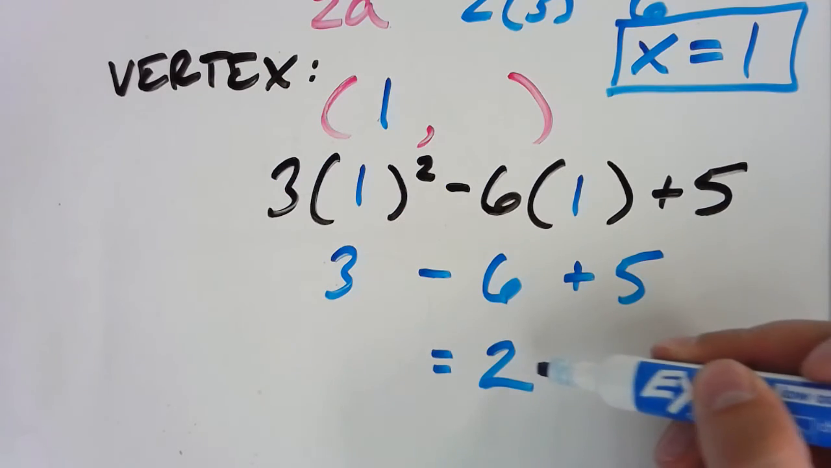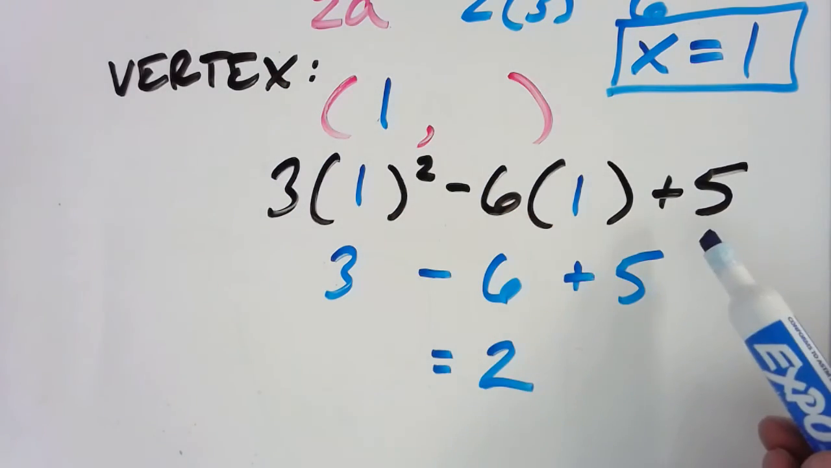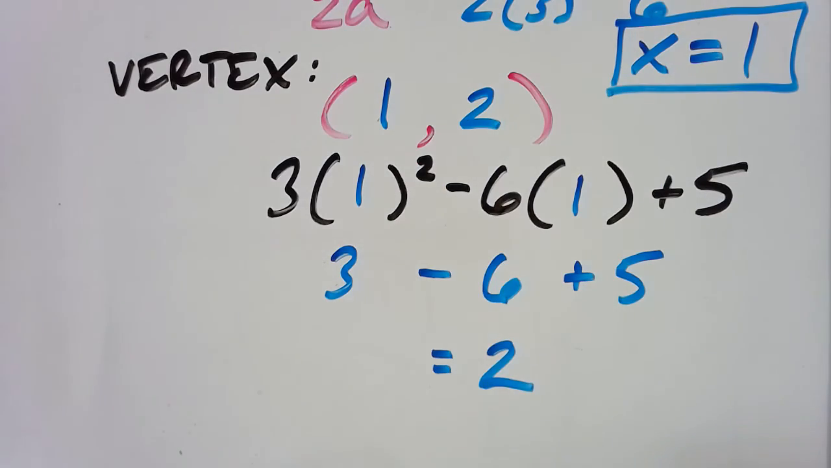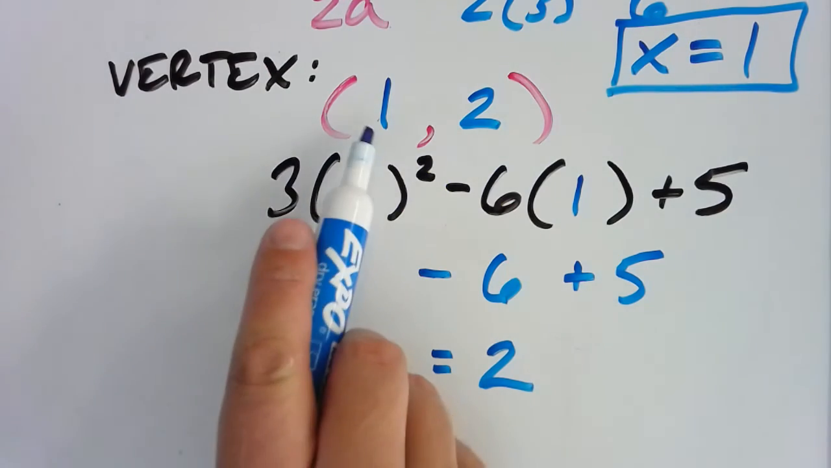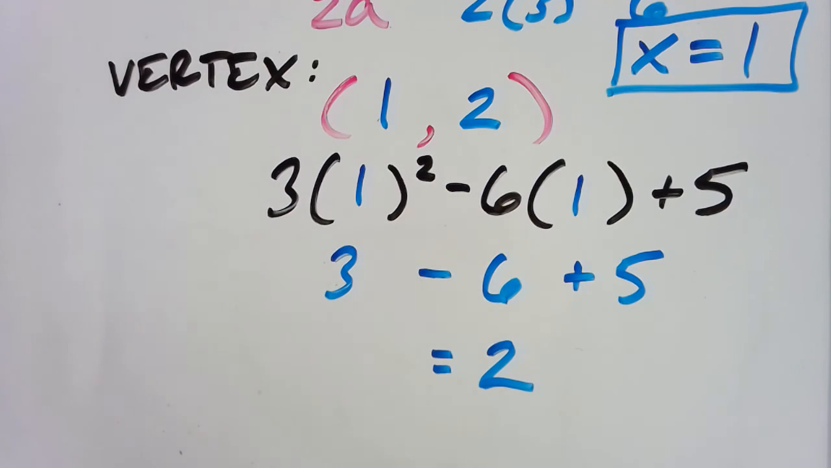What's the significance of this result? After I plugged in that x value of 1 into the function, it spat out 2. 2 is the coordinate pair with that 1. So my vertex is located at (1, 2). So if I were to go right 1, up 2, that would be the lowest point of my U-shaped parabola.